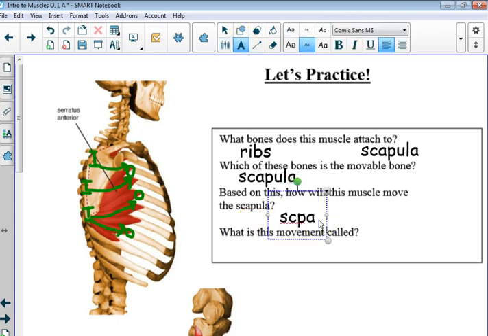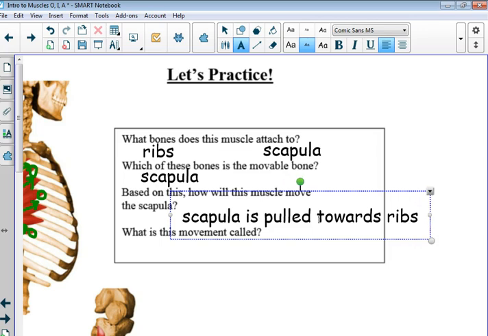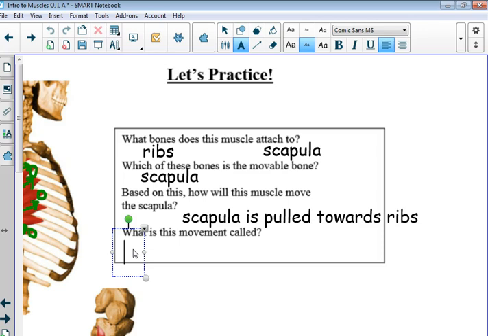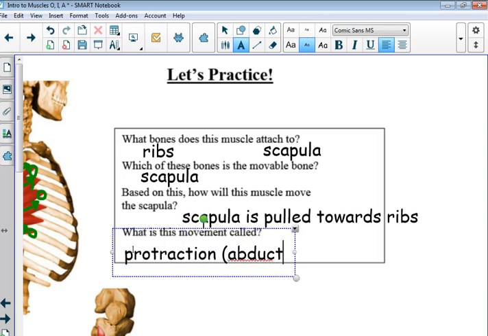The scapula is pulled towards the ribs. And what is this movement called? Protraction. Okay, and then I'm going to put in parentheses that for the scapula, this is also called abduction. So depending on which one you've learned for this movement, either one technically is correct, but we've been using protraction for the scapula. Okay, so the serratus anterior does protraction of the scapula.